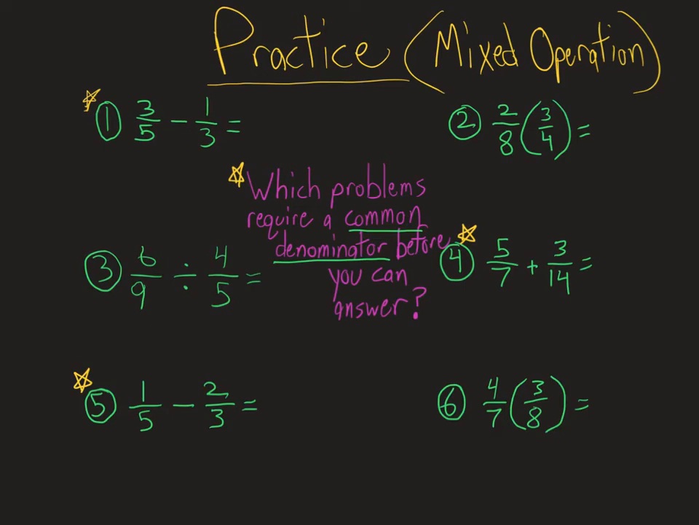2, 3, and 6 are a multiply or divide. You don't have to worry about it with those. Those can go straight across. You can just work with them as is. Okay? So pause this video, do these 6 problems. I'm going to come back and show them to you in just a minute. Go.